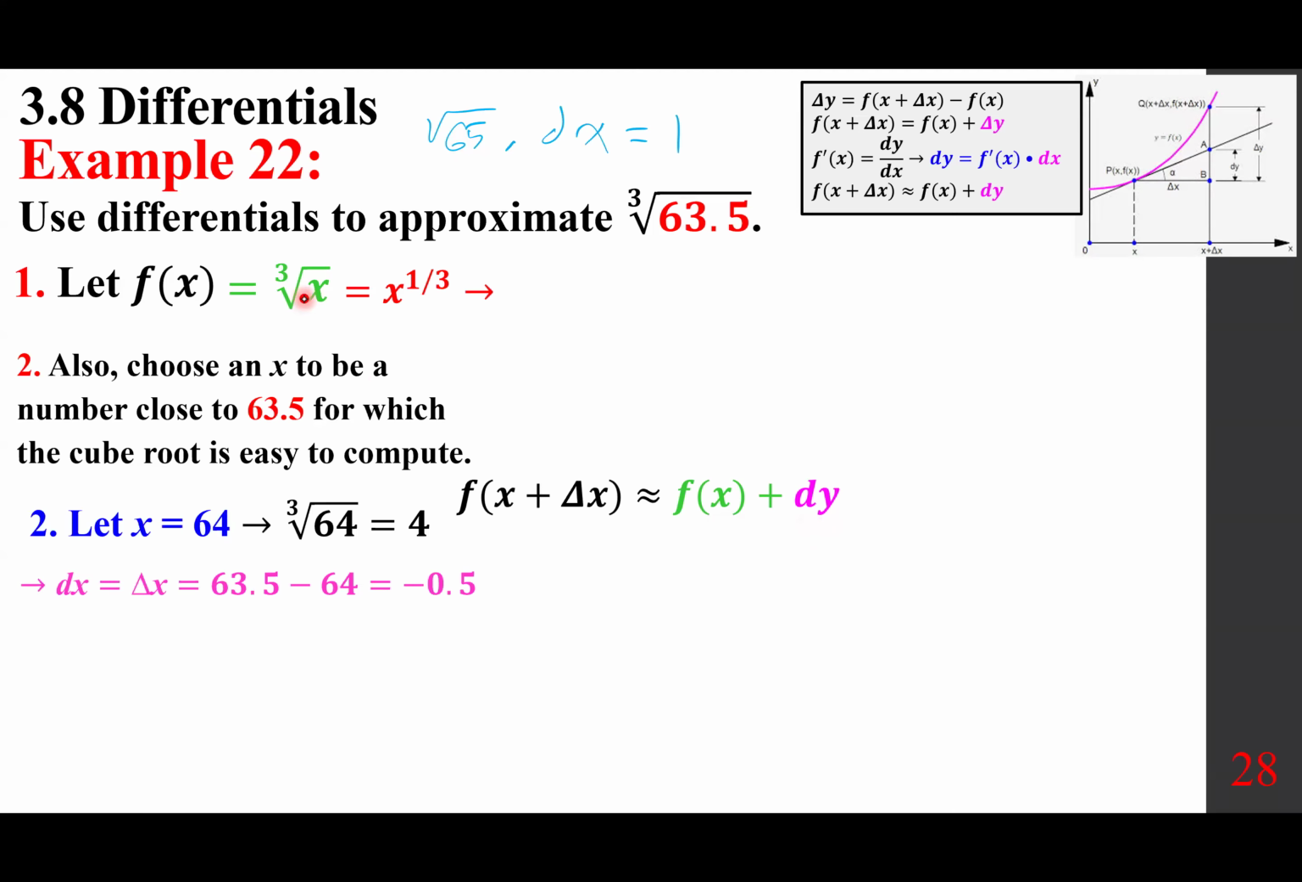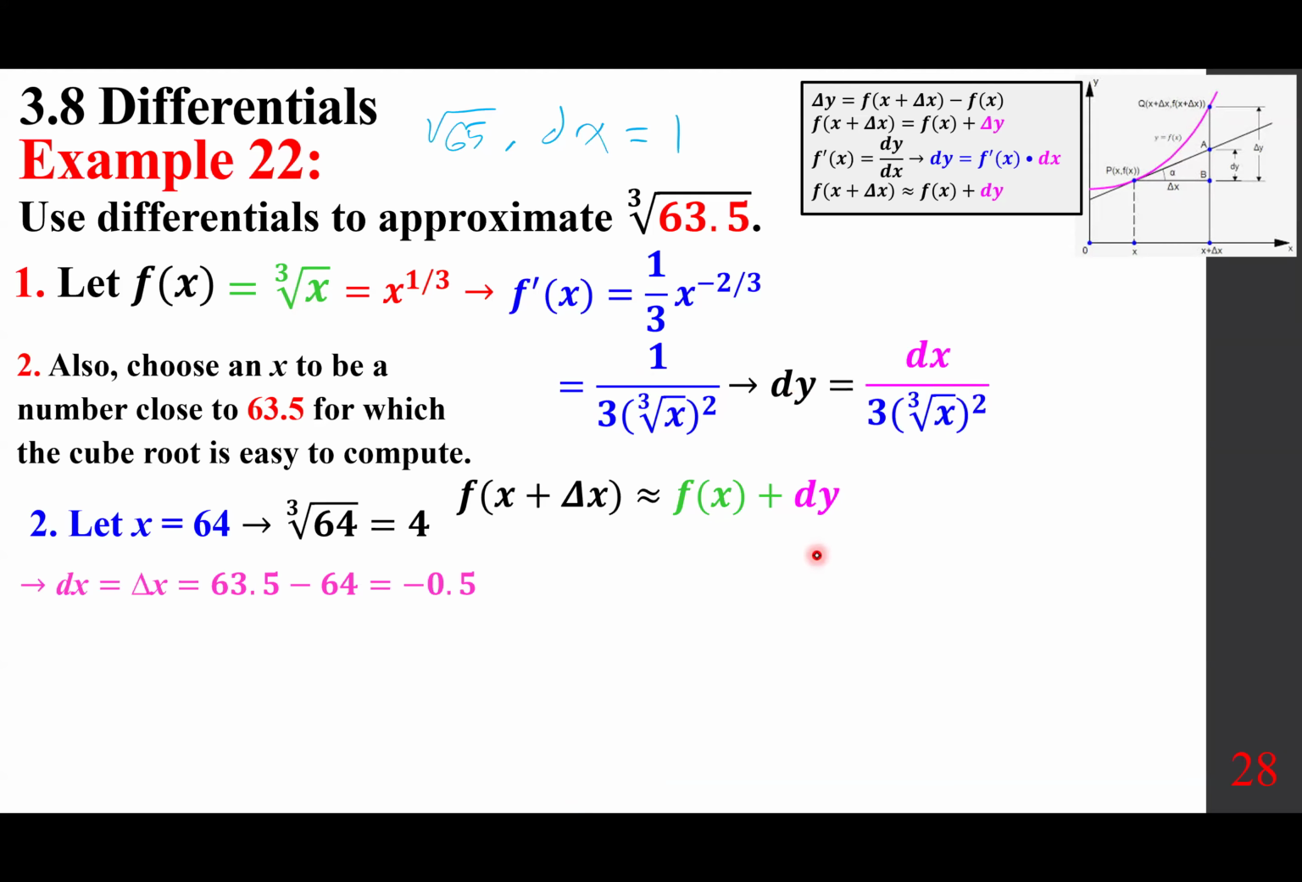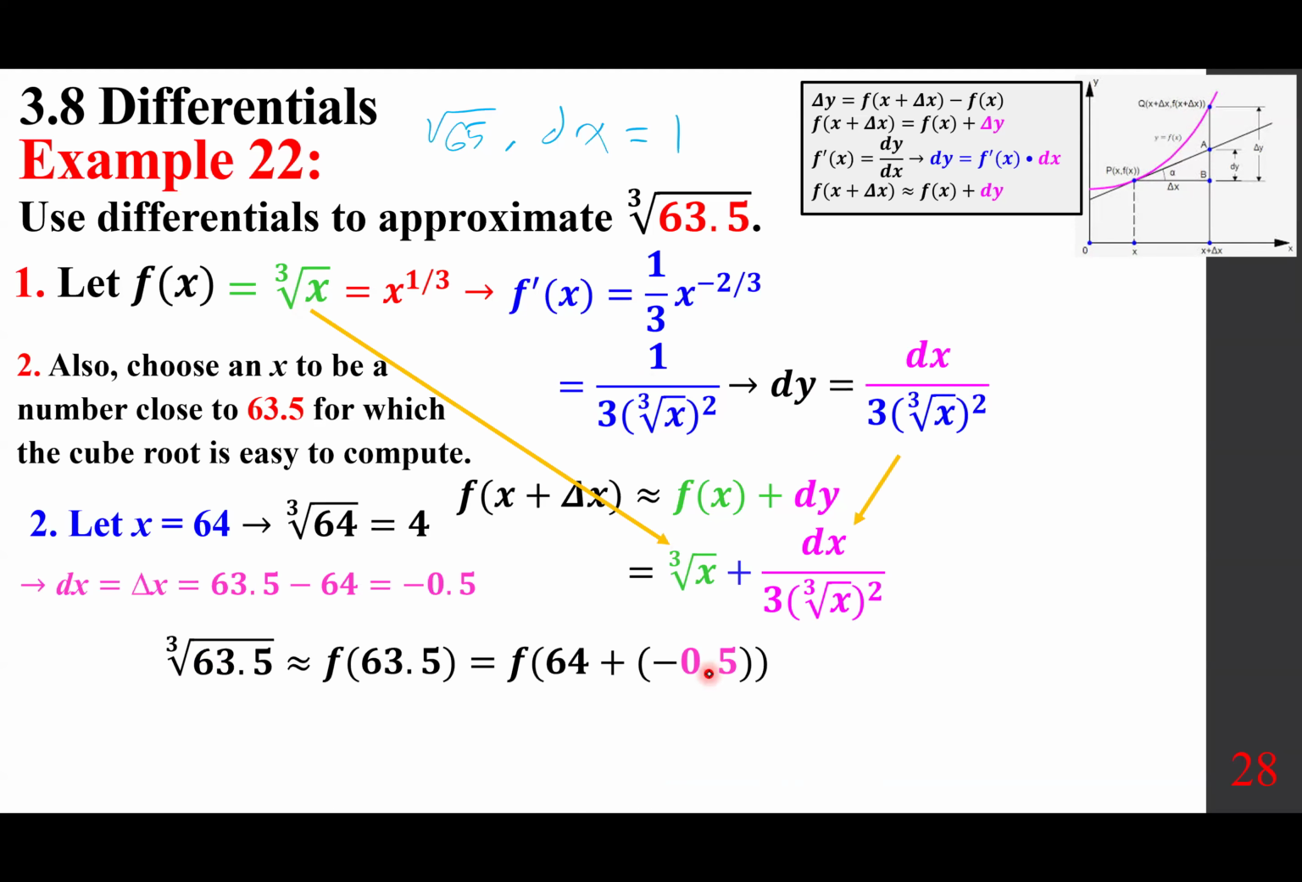So we rewrite it as x to the power of 1/3, differentiate it, and rewrite it. Dy is exactly the same thing times dx. So 1/3 times cube root of x quantity squared, dx. We can put the dx at the top. And now we have f of x as well as dy. So having said that, cube root of 63.5 means f of 63.5, which means replace the x here and here with 64 and dx with negative 0.5.